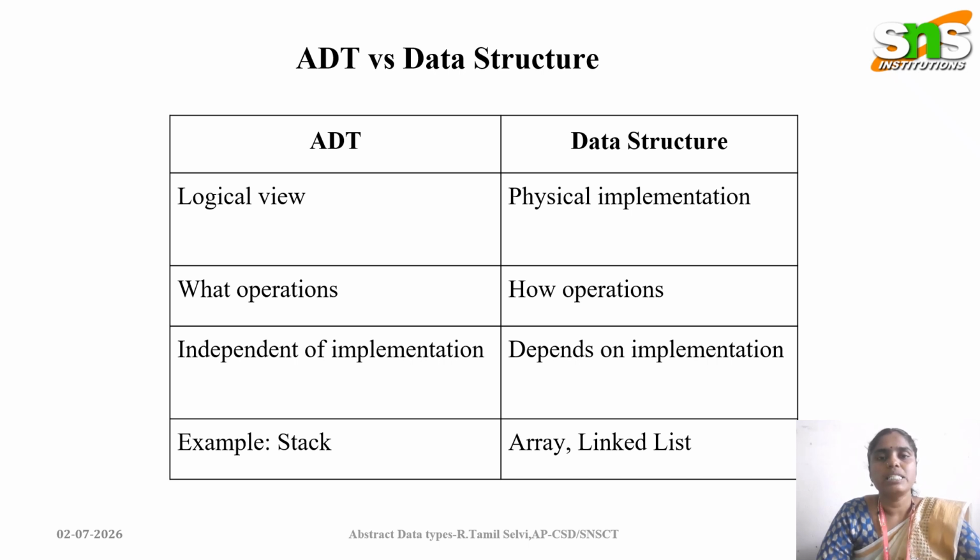Let's compare the ADT and data structure. ADT means abstract data type. ADT describes the logical view of the data, whereas the data structure describes the physical implementation. And ADT focuses on what are the operations we can perform on the data, and data structure focuses on how the operations are performed on the particular data. And the ADT is independent of implementation, whereas the data structure depends on the implementation. For example, stack is an ADT, but it can be implemented using an array or a linked list. Think of an ADT as a blueprint where the data structure is the actual building.